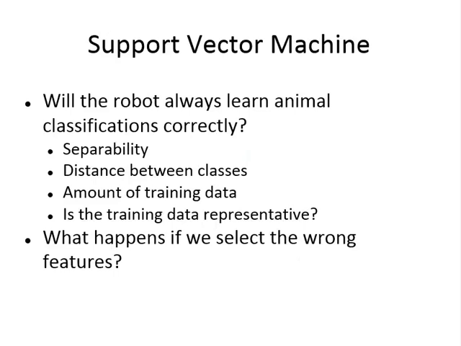So let's consider for a moment how well support vector machine works. Will the robot always learn animal classifications correctly? Whether or not the robot will correctly learn these classifications depends upon many different factors. One of these factors is what's known as separability. Support vector machine will not work very well if the data are not separated from each other.